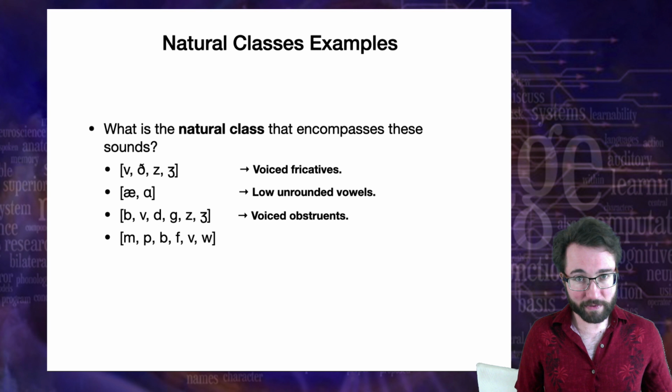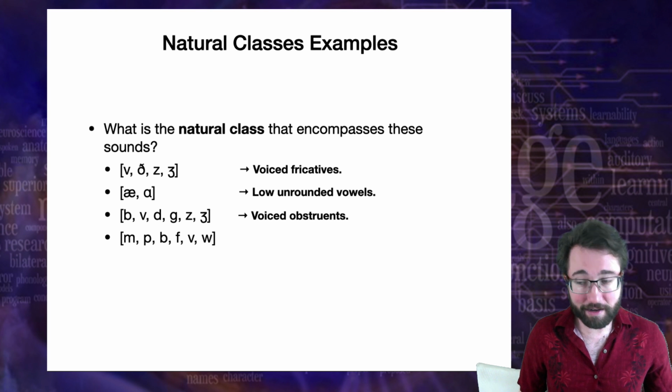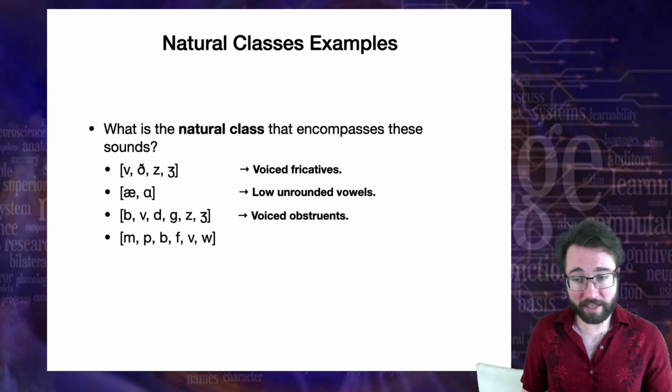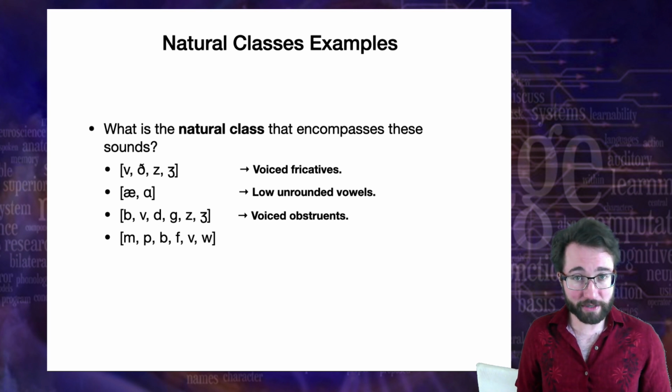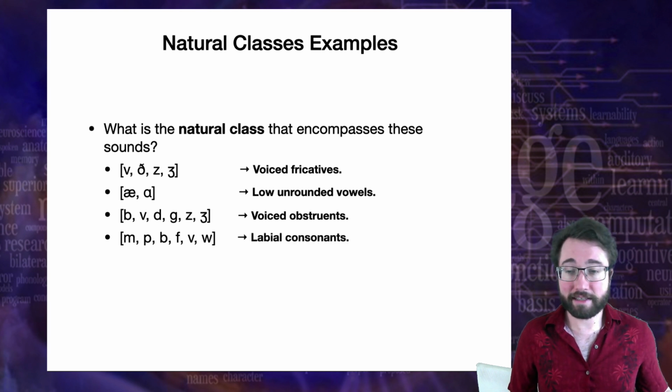And this one, we have the sound m, the sound p, the sound b, the sound f. So the places of articulation here are bilabial, labiodental, and the last one there is a w that's labial velar. What's the natural class? These are labial consonants. They all involve the lips.